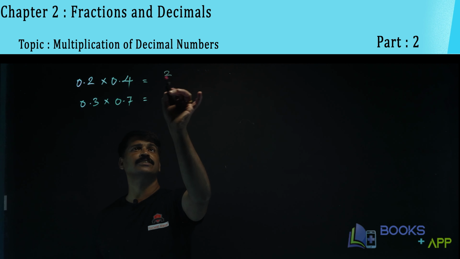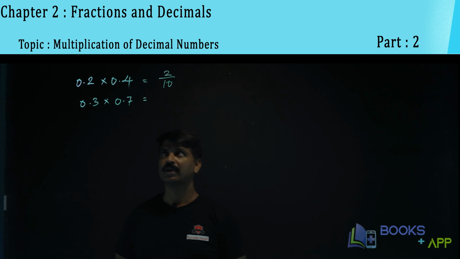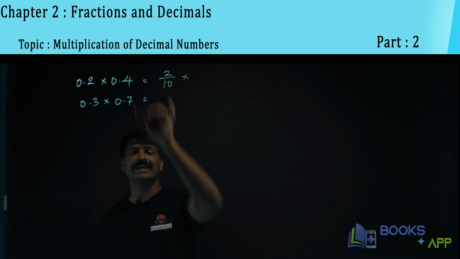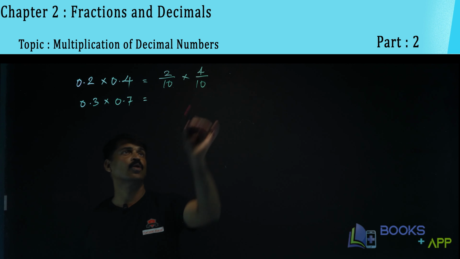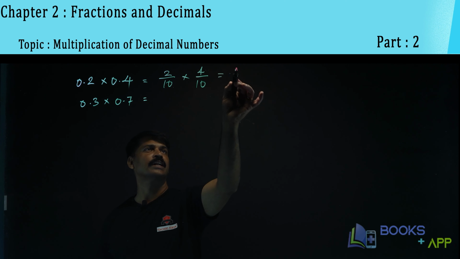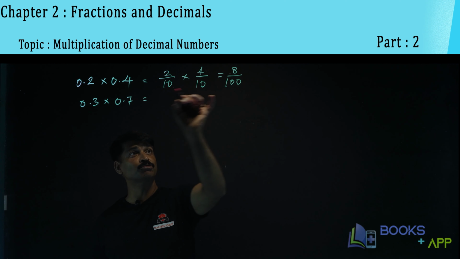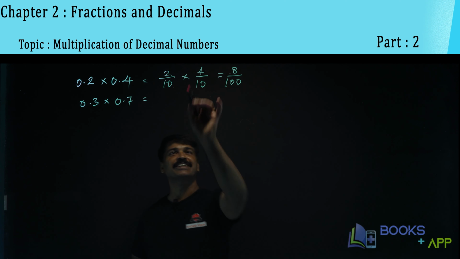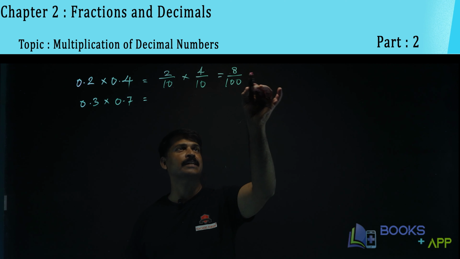0.2 can be written as 2 by 10 because 2 by 10 is 0.2. How can you write 0.4? It can be written as 4 by 10 because 4 by 10 is 0.4. Now what is the answer? 4 2s are 8. 8 by 10 into 10? 100 because it is multiplication. If it is addition, you have to write only once, isn't it? So when it is multiplication, you should multiply. 10 tens are 100. So what is 8 by 100?